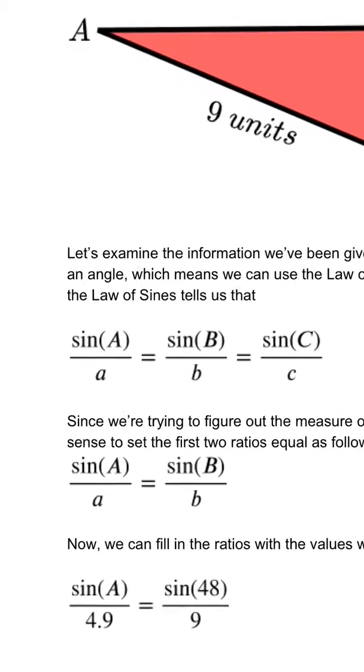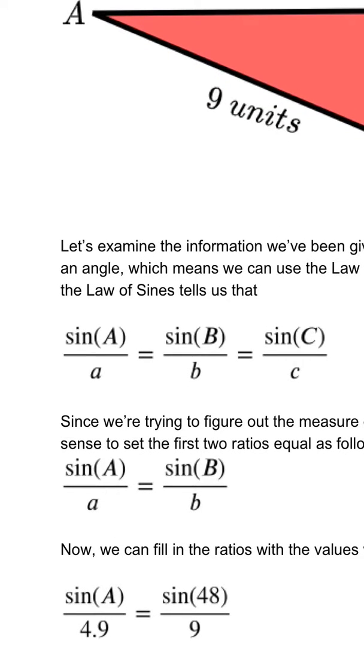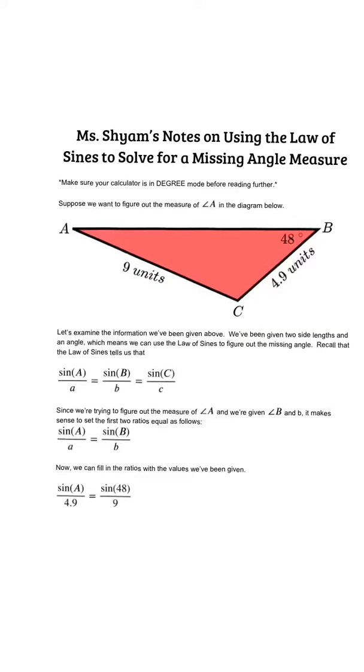So right here we see that the sine of angle A over the side opposite A, which is little a, is equal to the sine of angle B over the side opposite angle B, which is little b, which equals the sine of angle C over the side opposite angle C, which is little c. Remember that we only need to set two of these ratios equal to each other depending upon the variable we're trying to solve for and which angle and opposite side pair we already have.